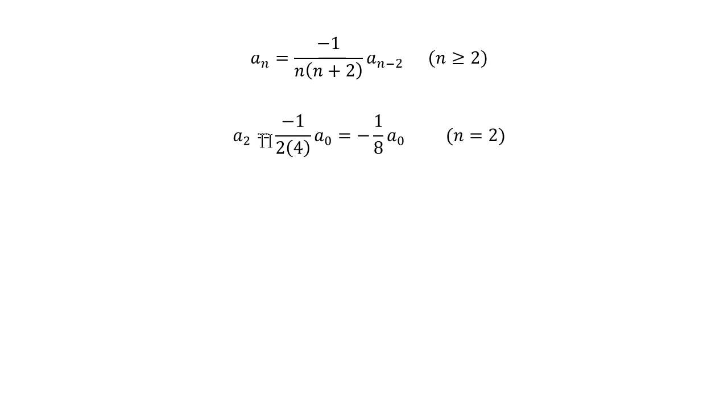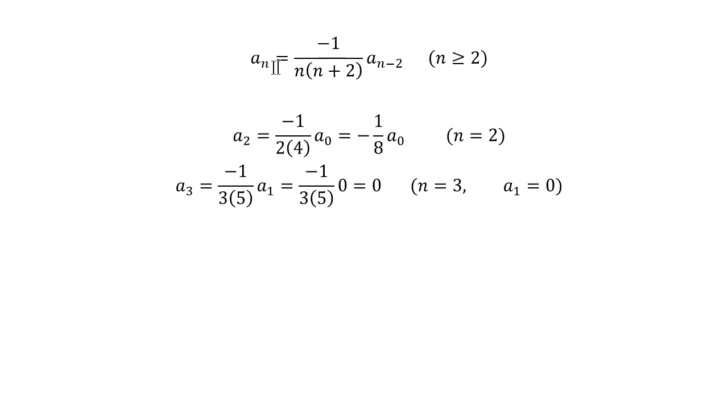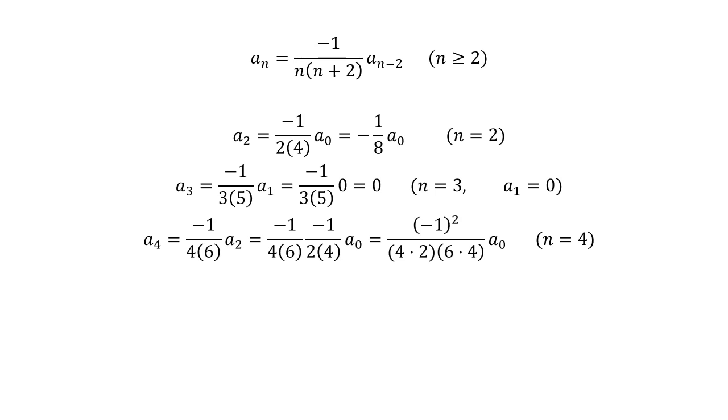That immediately gives you that a2 is negative 1 over 8 times a0, where a0 is some unknown number. So that's arbitrary. So we have a result. We can now replace a2 by something times a0. And also you can plug in 3 into this recurrence relation and find that a3 is something times a1. But what is a1? We deduced that a1 is equal to 0 already, right? So a3 would be 0.